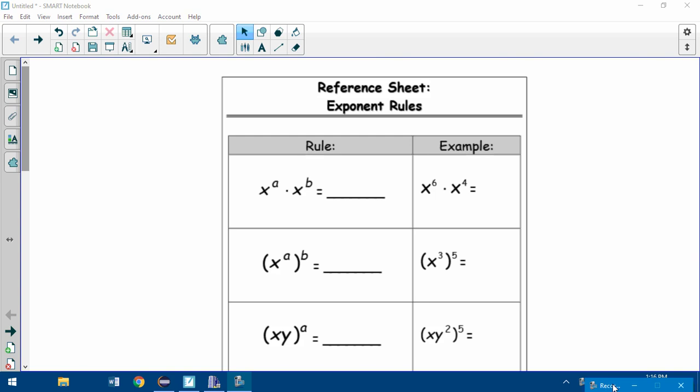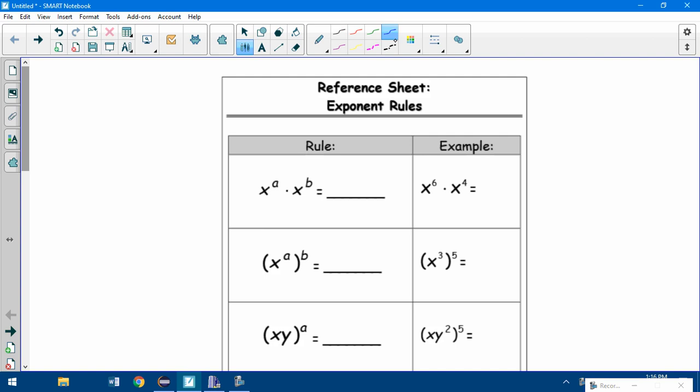So let's start with this reference sheet. It might be a purple paper that you have, but this will review some of the exponent rules that you might already remember. And there are some on here that you haven't heard before, so we're going to save those and do those some other time.